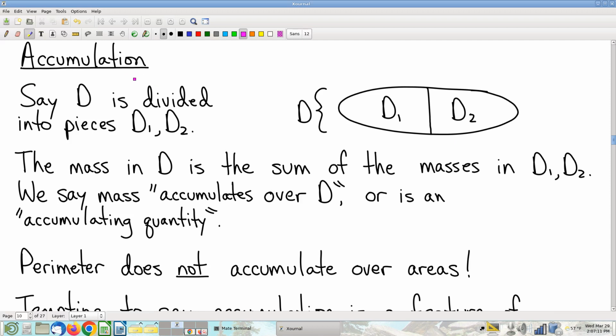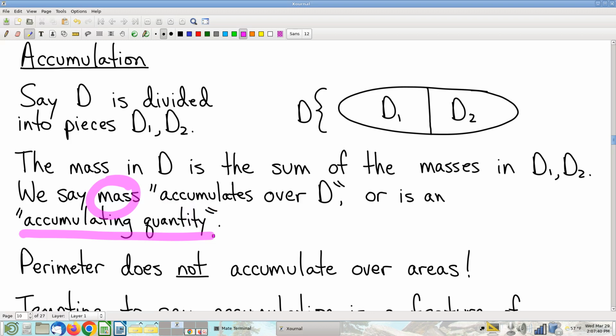Said differently, the quantity in question, in this case mass, just as a lingo thing, I'll say mass accumulates over the region. That's just a streamlined version of saying mass has the feature that the whole is the sum of the parts. Said differently, mass is an accumulating quantity. Same thing, different lingo. Everybody okay?